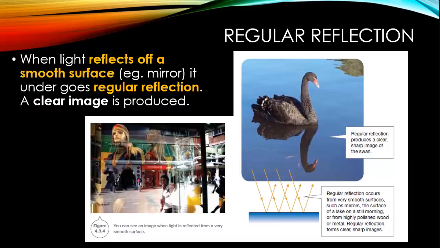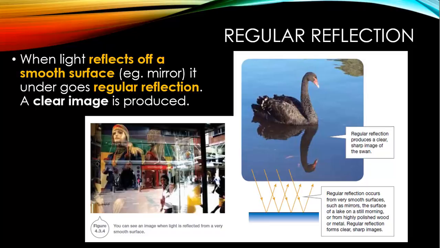Okay, let's talk about some reflections here. When light reflects off a smooth surface, such as a mirror, it undergoes regular reflection. So when it's off a smooth surface, it's a regular reflection, and a clear image is produced. You can see an example of a regular reflection of the swan on the water. You can see a clear image that's being produced.